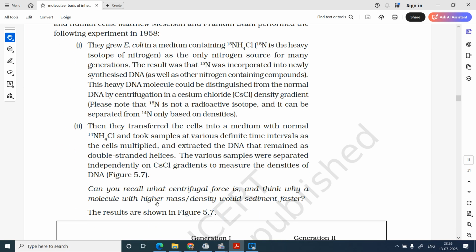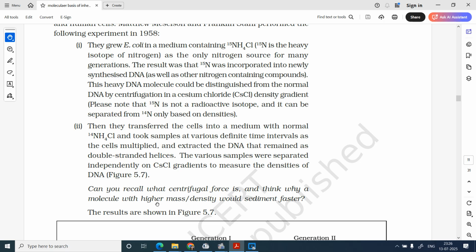First, they grew E. coli in a medium containing 15NH4Cl, where 15N is a heavy isotope of nitrogen, as the only nitrogen source for many generations. The result was that N15 was incorporated into newly synthesized DNA as well as other nitrogen-containing compounds. This heavy DNA molecule could be distinguished from the normal DNA by centrifugation in a cesium chloride density gradient. Please note that N15 is not a radioactive isotope and it can be separated from N14 only by densities.